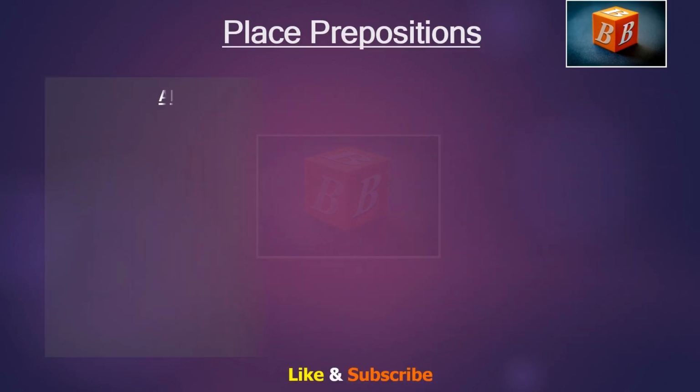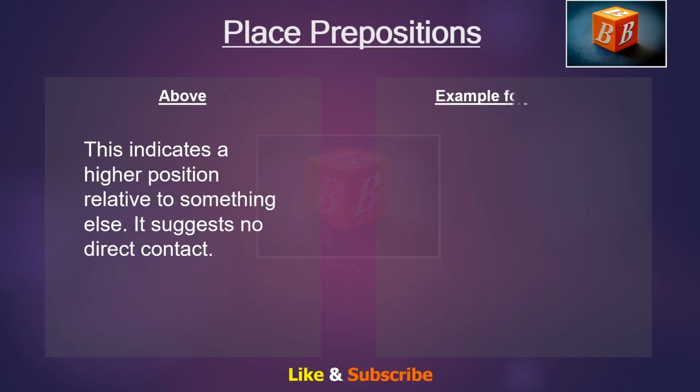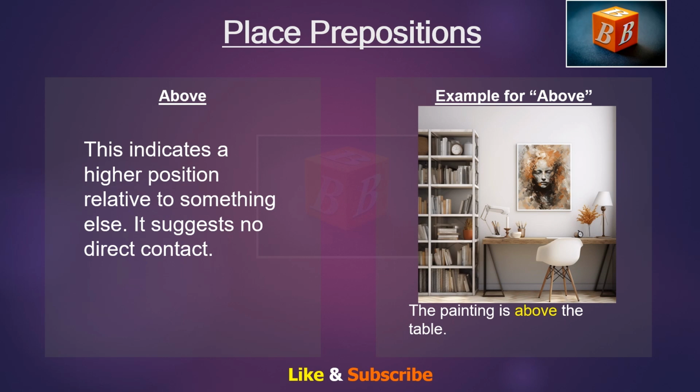Above. This indicates a higher position relative to something else. It suggests no direct contact. Let's explore the place preposition in the sentence. The painting is above the table. First, let's break down the sentence. We have a painting and a table, and we're describing the relationship between these two objects.